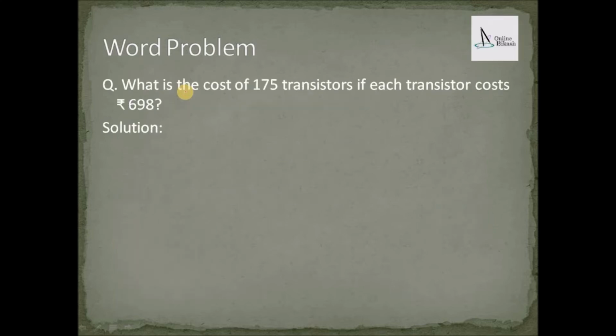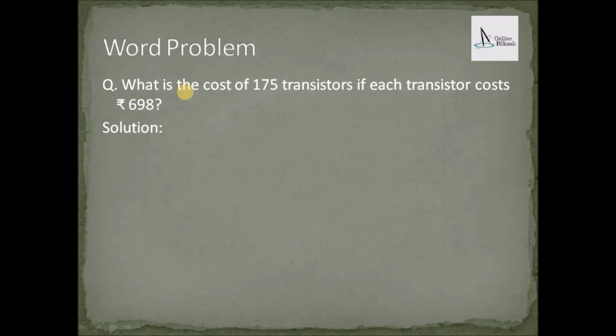There is one more word problem. What is the cost of 175 transistors if each transistor costs rupees 698? Let us know what a transistor is. A transistor is like a radio, nothing but a radio. So if each transistor costs rupees 698, that means the price of one transistor is rupees 698, and you have to find the price of 175 transistors.